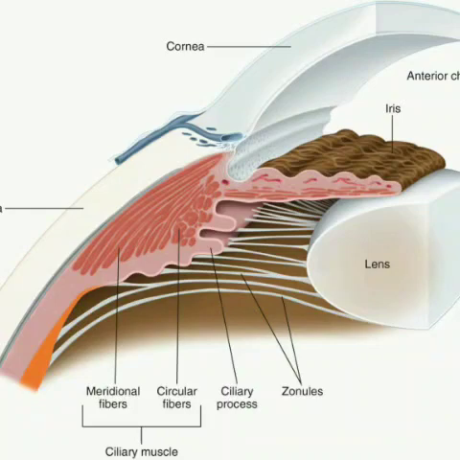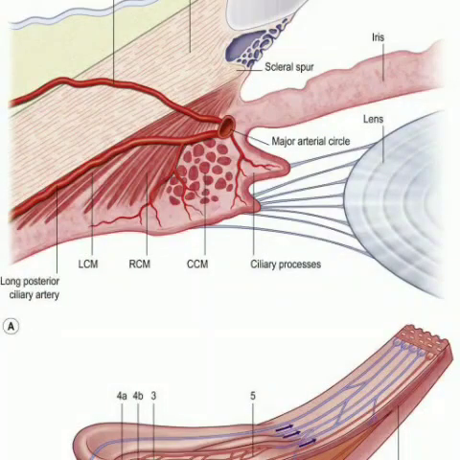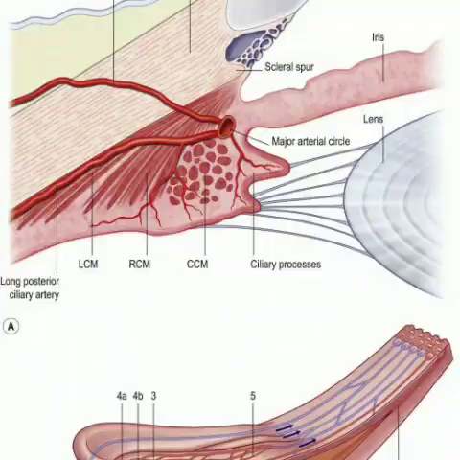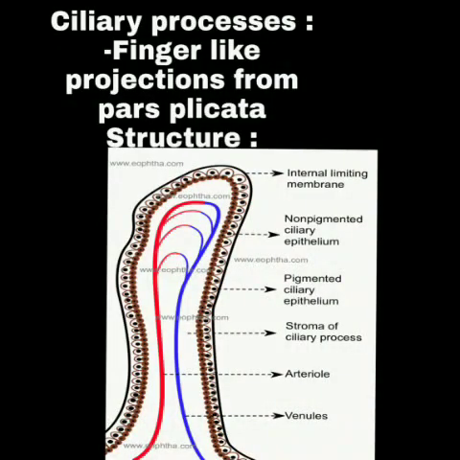These are the beautiful pictures from Google. In this diagram we can see only two fibers, meridional and circular fibers of ciliary muscle. Now in this diagram we can see the three fibers: longitudinal labeled LCM, radial RCM and circular CCM of ciliary muscle. Hope you can see this.